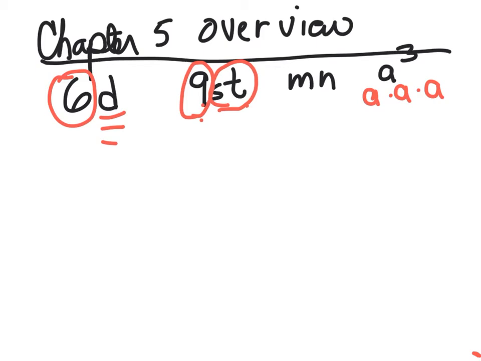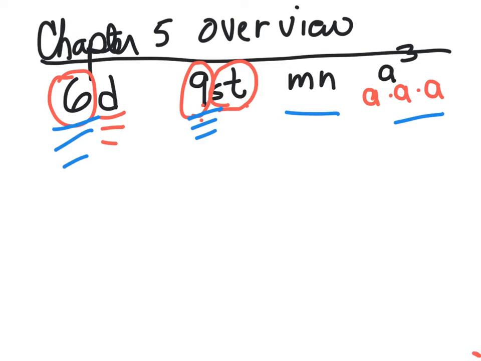Remember, the number stuck onto the variables is called a coefficient. Like here are both coefficients. The 6 is stuck onto the d, and the 9 is stuck onto the st. There is no coefficient here.